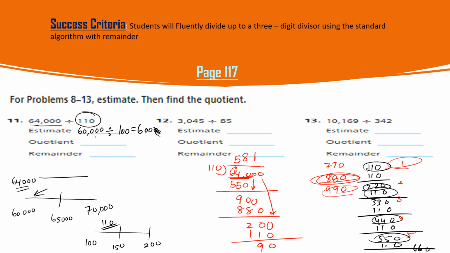What is the quotient? The quotient is this number, right? So it is 581. And what is the leftover? Leftover is said to be remainder. So the remainder is 90.